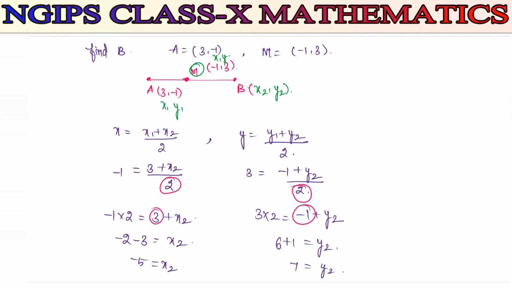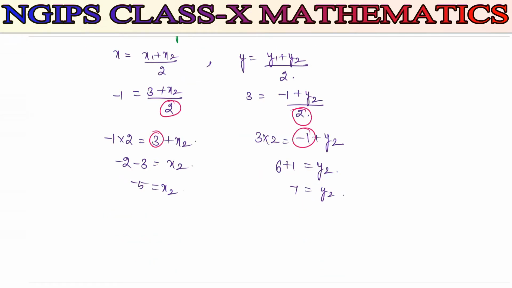Here we need to find the coordinate of B. Therefore, the coordinate of B is: first you write the x2 value, minus 5, comma, then the y2 value, 7. Minus 5 comma 7 is the coordinate of B.